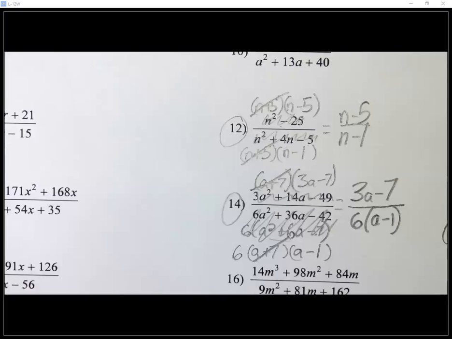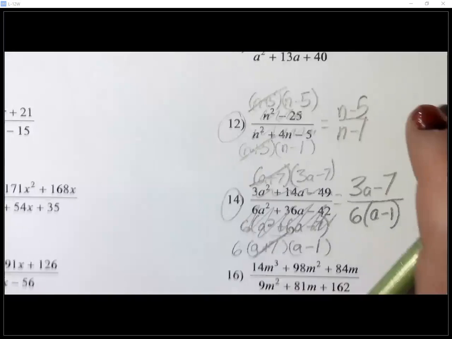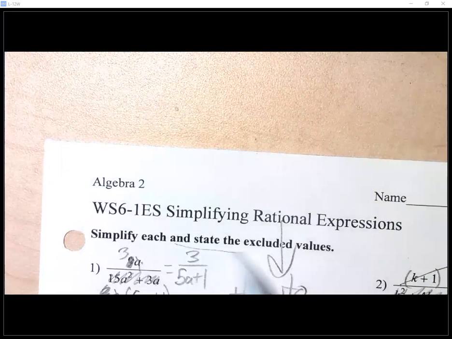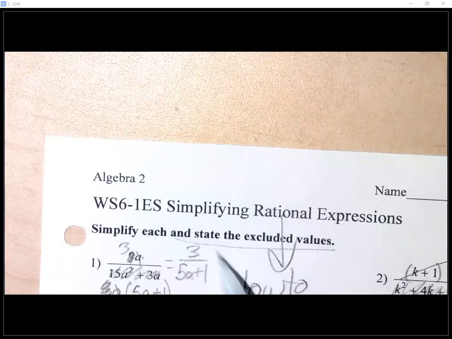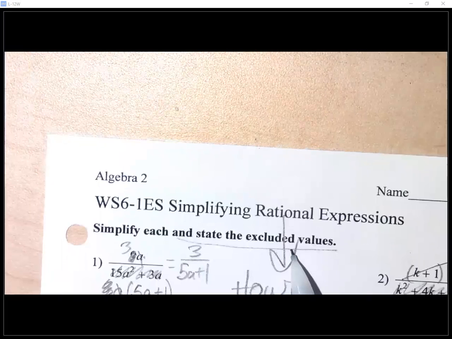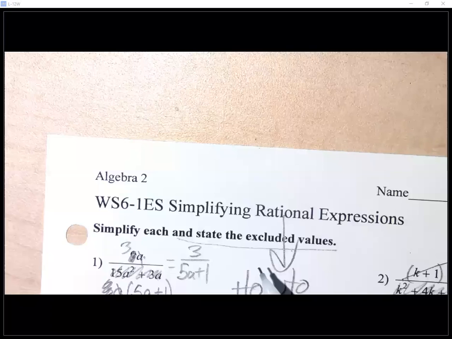Is everybody all right? I do just want to address very quickly, if you look back at the directions, it says simplify each and state the excluded values. I'm not a big stickler on if you do this or not, but I do want you to know what that means in case you're taking the final and they ask you something like that. That just means looking at the original, what number am I not allowed to get as an answer no matter what, because it would give me a 0 in the denominator.